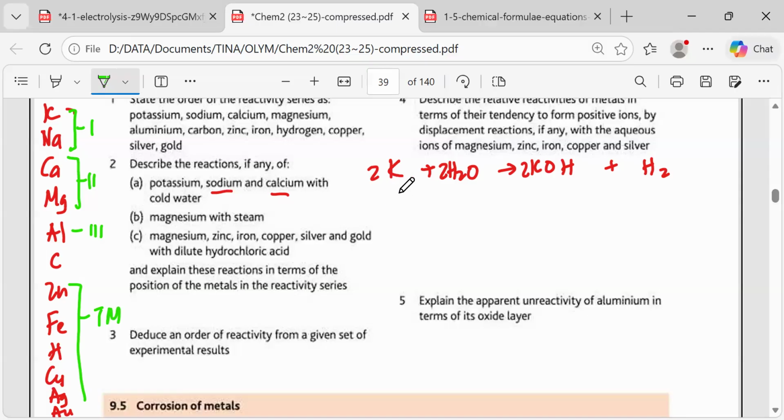Sodium is also in group one. So Na is plus, OH is negative. So you get NaOH. And you also get hydrogen. Okay?